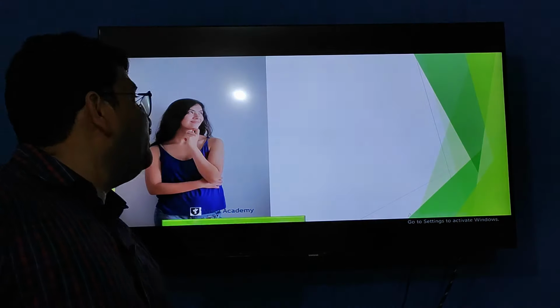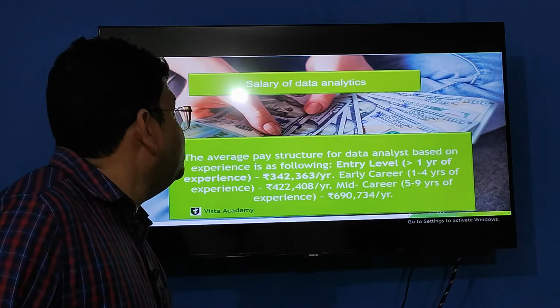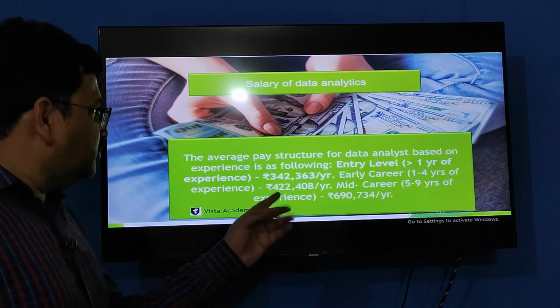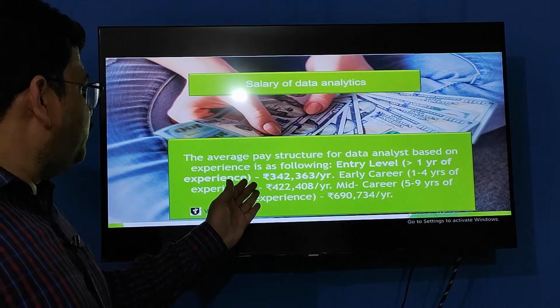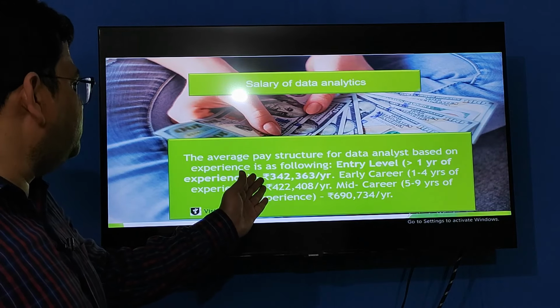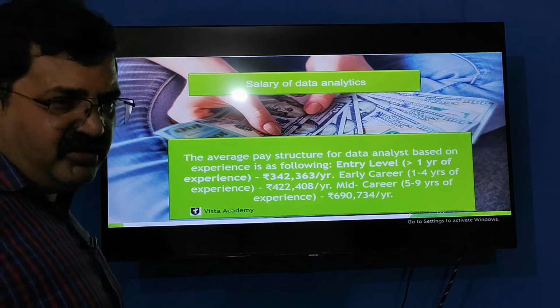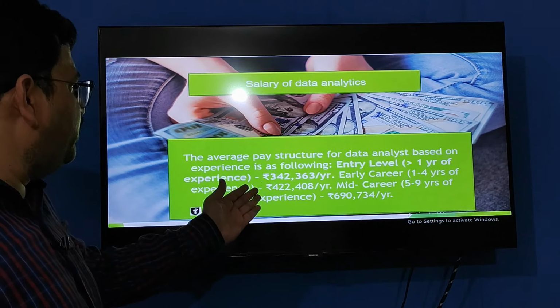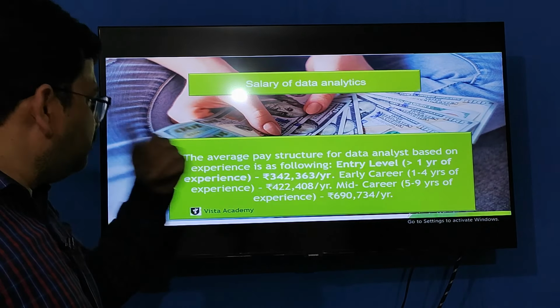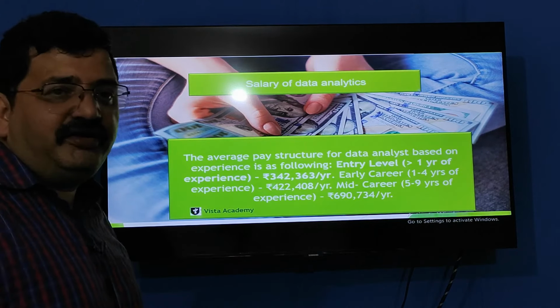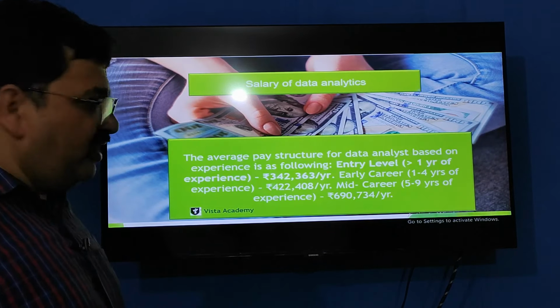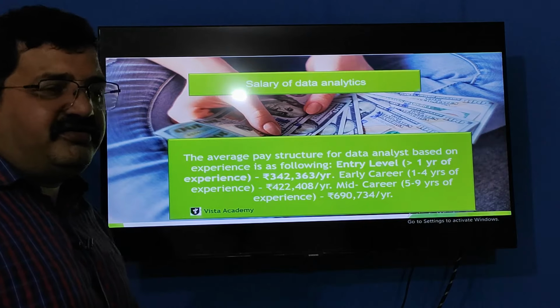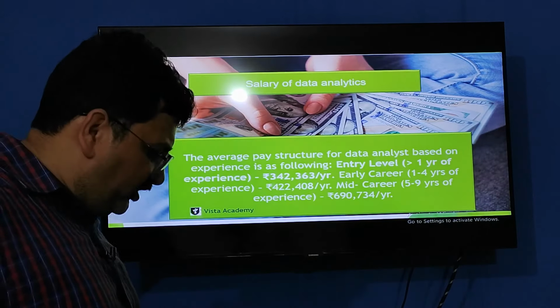So what salary will you earn? First of all, we will go to the salary. At entry level, you can earn somewhere around 3.5 lakh. With experience of 1 to 4 years, you can earn up to 4 lakh, and with 5 to 9 years you can earn up to 7 lakh. So it's a very great feeling. At the entry level, you will get a start in good companies. That is the help.